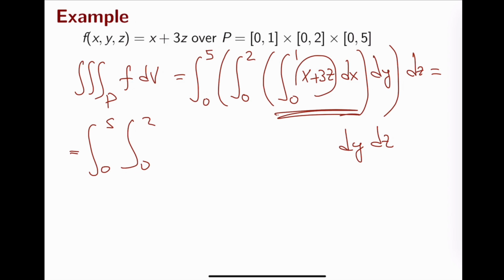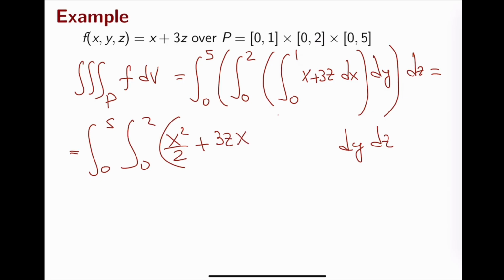So let's integrate this with respect to x. The integral is going to be x squared over 2 plus, and this is a constant with respect to x, so it's going to be 3z x. And this we need to evaluate between 0 and 1.